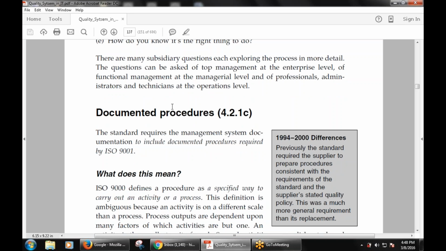So what are the various documented procedures that are carried out? The standard requires the management system documentation to include the documented procedure. Whenever we use documentation, there is a documented procedure that is required by ISO 9001. That is like when you want to take admission, there are some documents that are submitted. That is also a part of the documented procedure. That means what are the various procedures, guidelines, or documents required by the ISO 9001 standard.